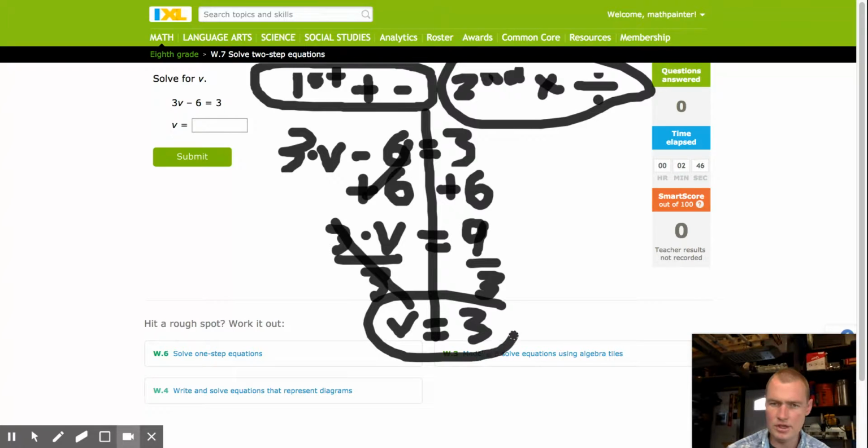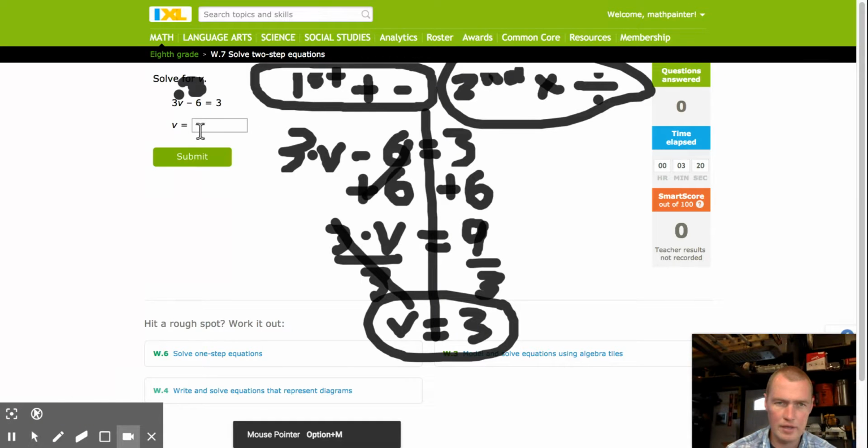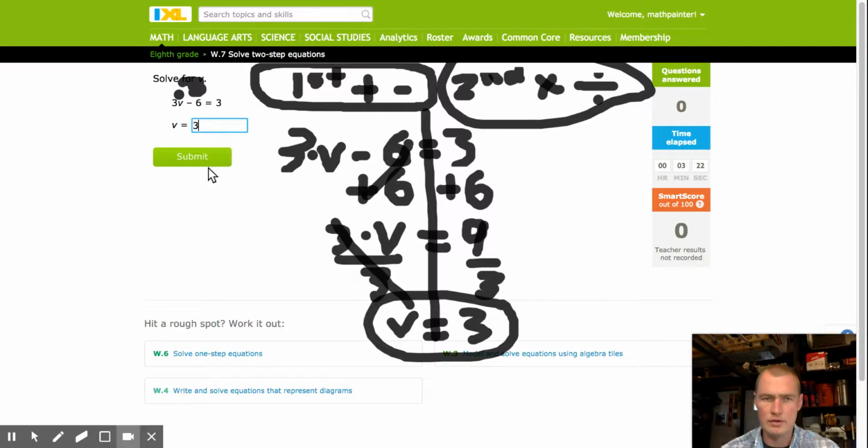Okay, now there is a way to check it, besides asking the teacher, of course. If you go up to here and take the v and plug it in, it should work. So let's try it right here. 3 times 3, because v is 3. 3 times 3 is 9. 9 minus 6 is 3. Check. Yeah, it works great. So you see what I'm doing here? Take that 3, plug it in. 3 times 3 is 9. 9 minus 6 is 3. It works out beautifully. So let's go ahead and put in 3 for v.